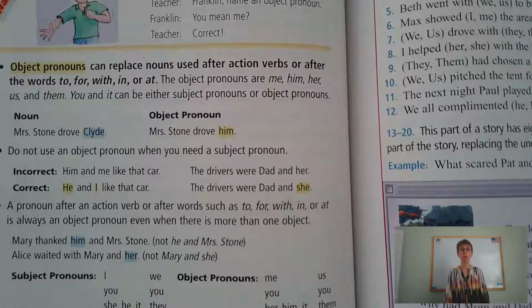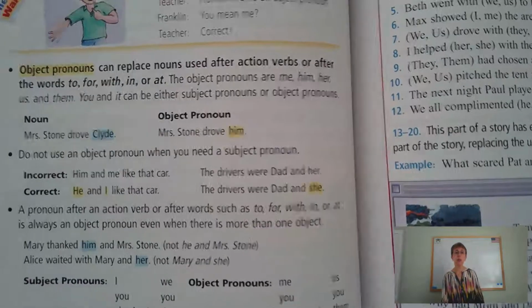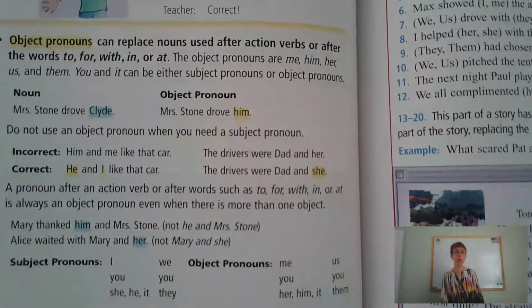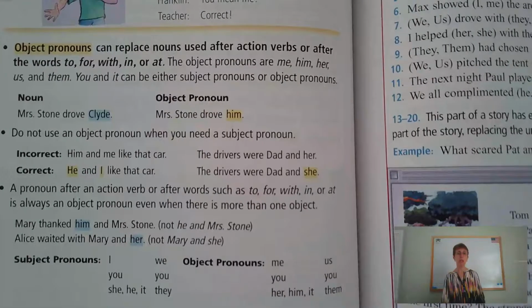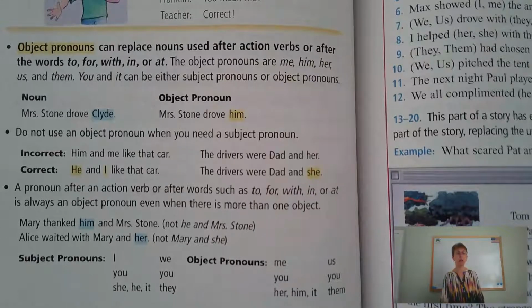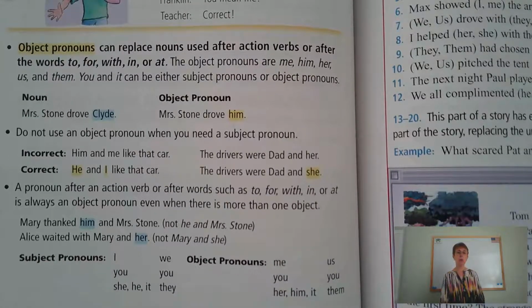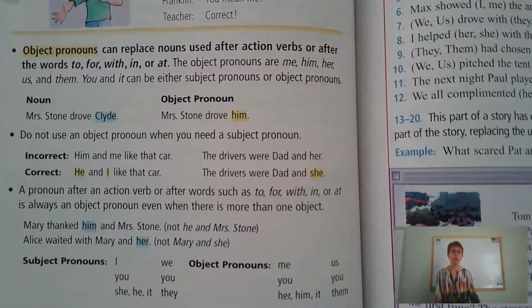To, for, with, in, or at is always an object pronoun even when there is more than one object. Mary thanked him and Mrs. Stone. It's him and Mrs. Stone, not he and Mrs. Stone. And Alice waited with Mary and her, not Mary and she.